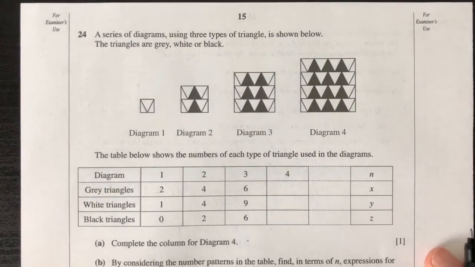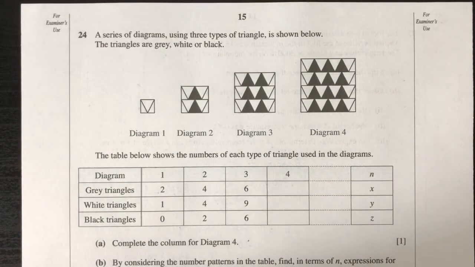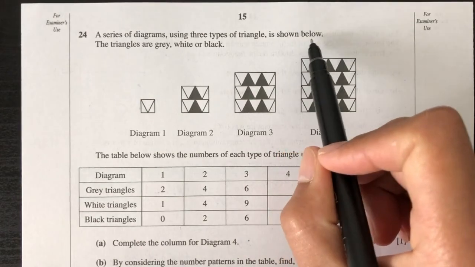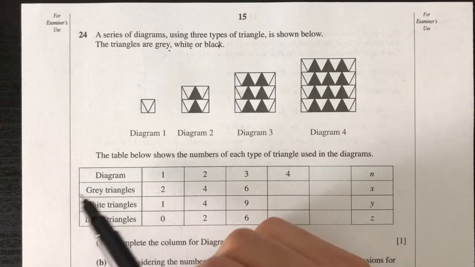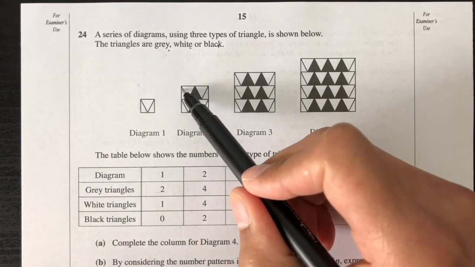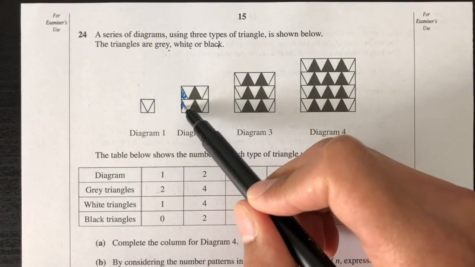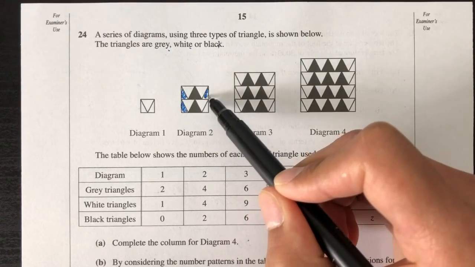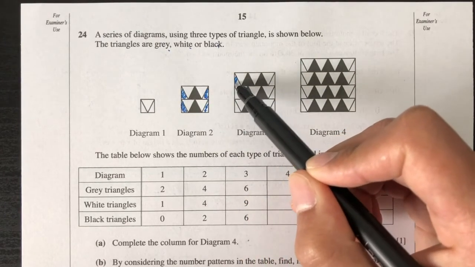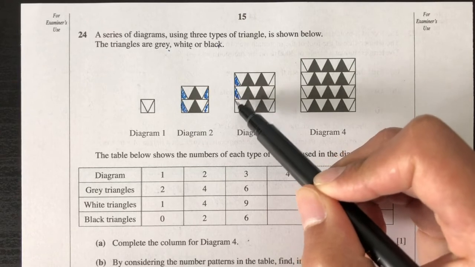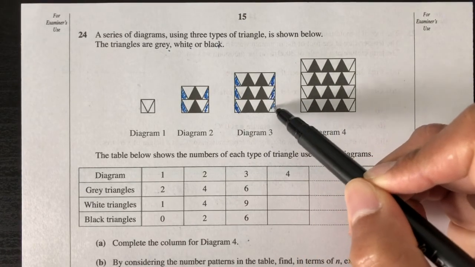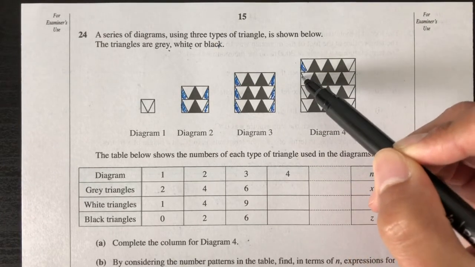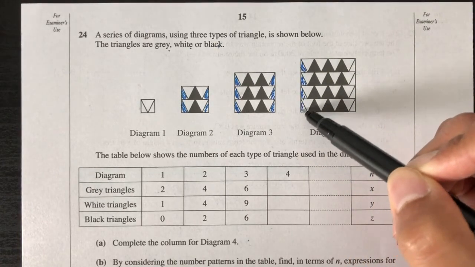This one is a sequence question. A series of diagrams using 3 types of triangles is shown below. The triangles are gray, white, and black. So I think the gray is this one. It did not show up in my diagram, so this is the gray. Let's shade that so we know exactly where the gray is, so at least we will not be confused in our answers.